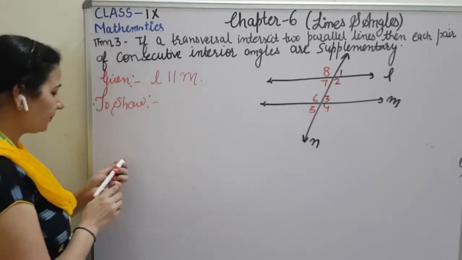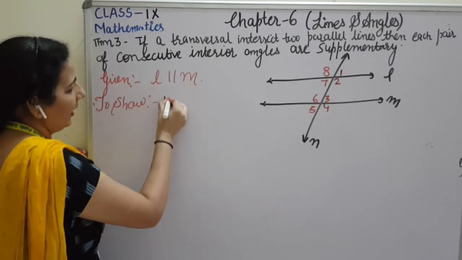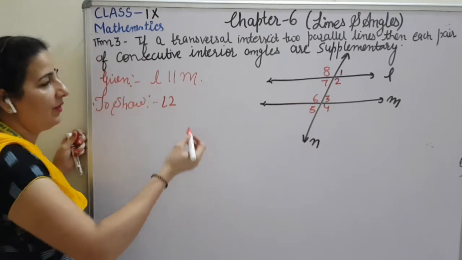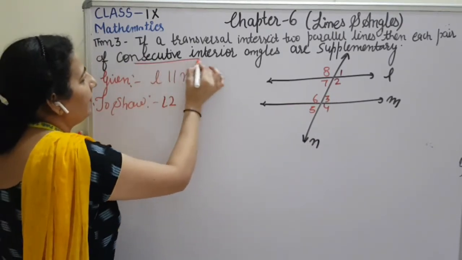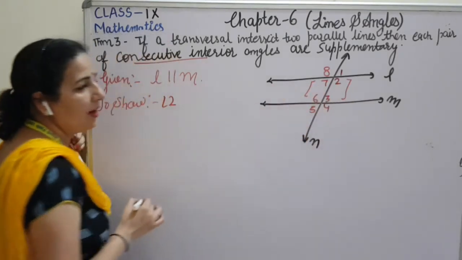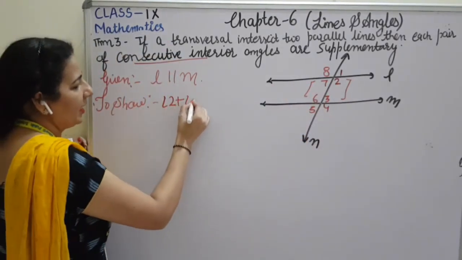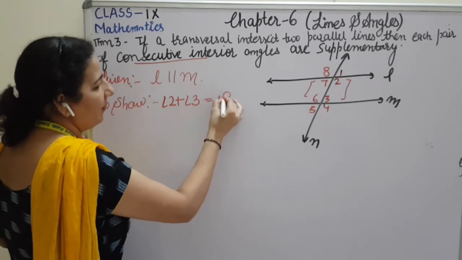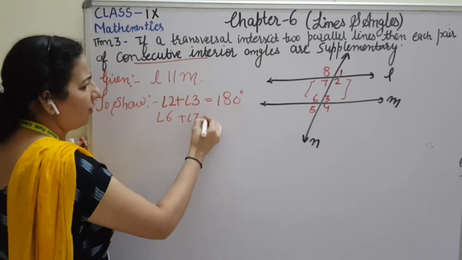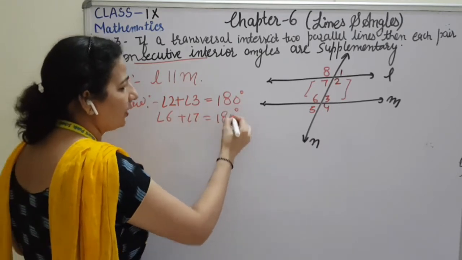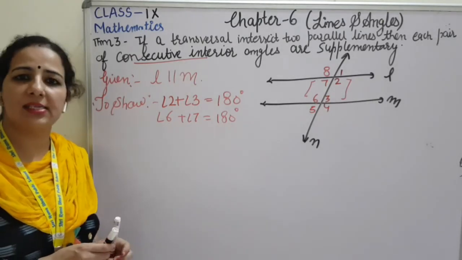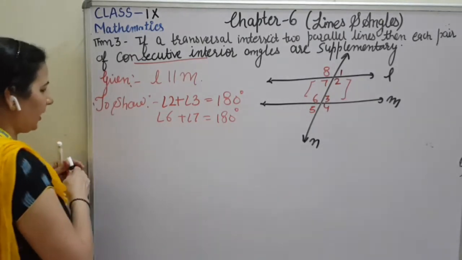Fine. So what we have to show: we are not required here to show equality. We have to show that the conjugative interior angles, this one is the first pair and this one is the second pair, are supplementary. Supplementary means their sum is 180 degrees. We will show it for one pair, and for the second pair we are going to use one word, that is similarly. So let's start the proof.